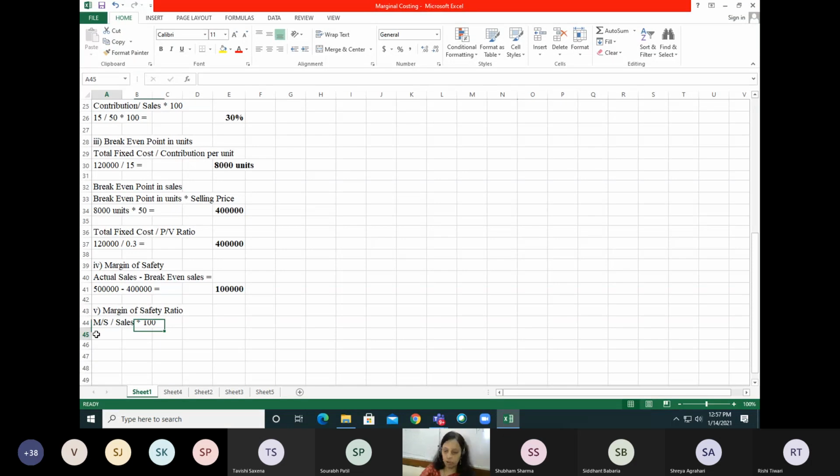Margin of safety 1 lakh upon sales 5 lakh into 100. 20%. So 20% is the margin of safety ratio.